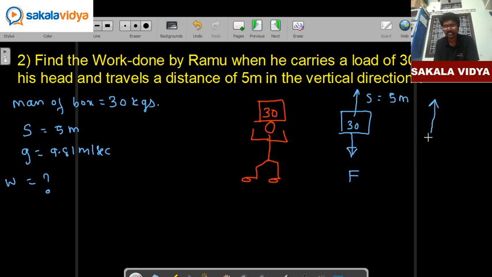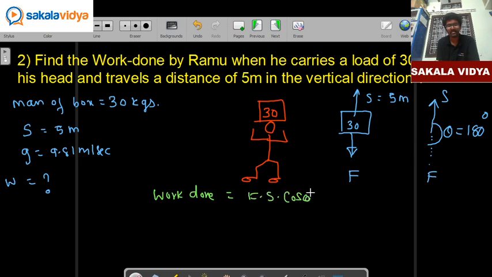So what do you observe here? The force and displacement are in opposite directions. So what is the angle made by them? Theta is equal to 180 degrees. If we substitute this in our basic formula, work done is equal to F dot S dot cos theta. So F is again m into g, into s into cos 180.